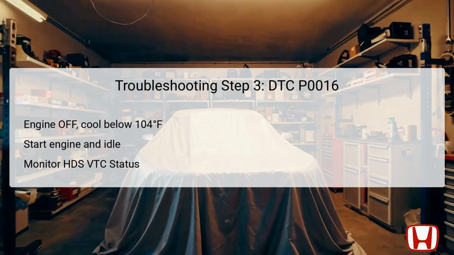Waiting until HDS indicates that the VTC status is on is crucial, as it confirms that the variable timing control system is operational. If the VTC status remains off, it signifies a potential problem with the VTC system or related components. Also, during this phase, keep an eye on the OBD status for DTC P0016 to check if it persists.